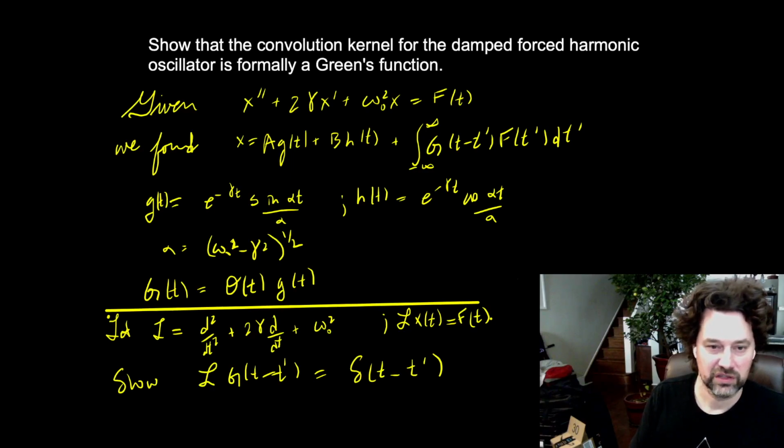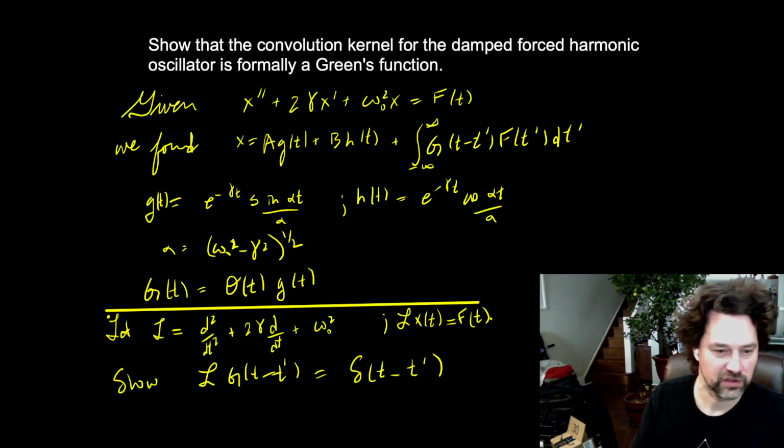The solution that we found to this was the superposition of solutions to the homogeneous equation, that is, where f of t equals 0. So we have two such solutions. One is e to the minus gamma t sine of alpha t over alpha, and I put the alpha here for convenience, and the other solution was e to the minus gamma t cos of alpha t over alpha, where alpha is the difference of squares of our harmonic frequency and our damping frequency to the 1/2 power.